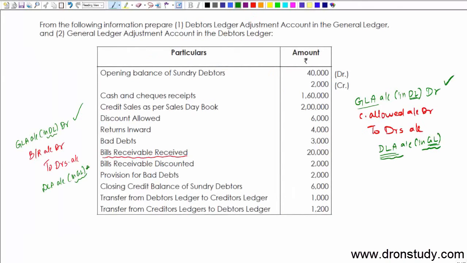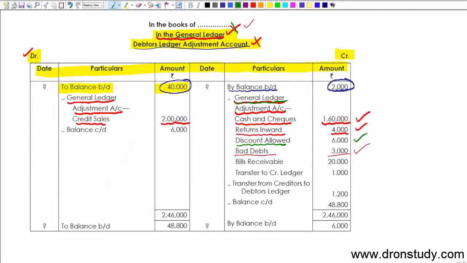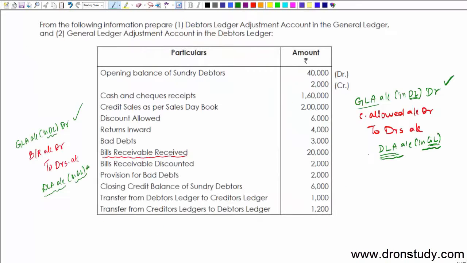Next we'll go to the general ledger. Let us credit the debtors ledger adjustment account. So in the general ledger, the debtors ledger adjustment account should be credited by bills receivable 20,000. So that is also taken care of.